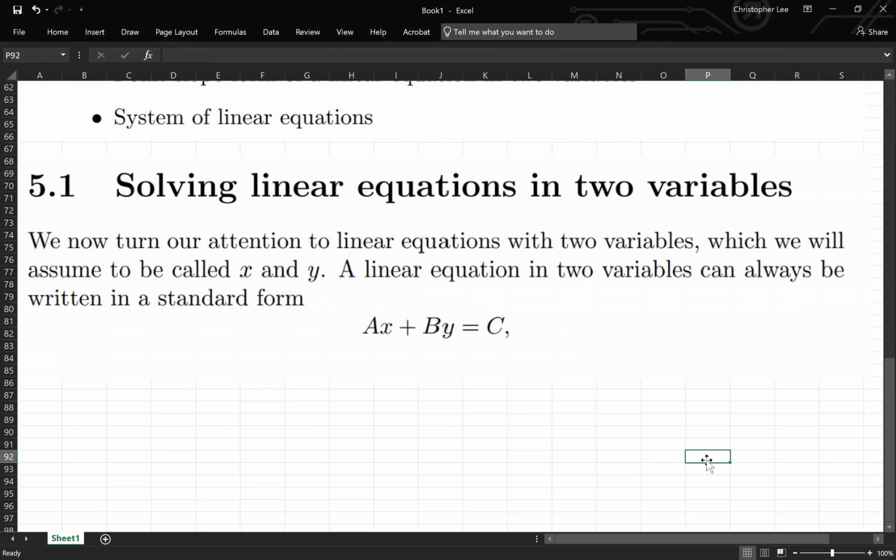Hold on. So 5.1, we're doing solving linear equations in two variables. We now turn our attention to linear equations with two variables, which we will assume to be called x and y. So a linear equation in two variables can always be written in the standard form ax plus by equals c. Cool, right? Okay.